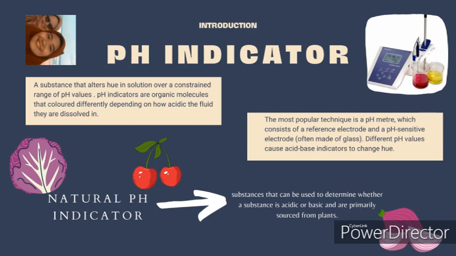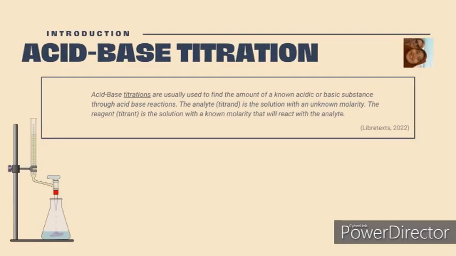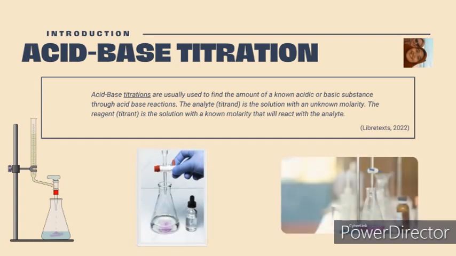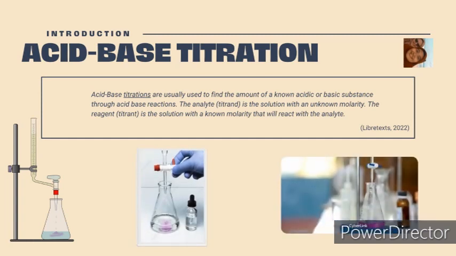Meanwhile, for the natural pH indicator, usually we use those primarily sourced from plants to determine whether a substance is acidic or basic. As stated by Libertex, acid-base titration is used to find the amount of a known acidic or basic substance through acid-base reaction. The analyte is the solution with an unknown molarity, while the reagent is the solution with a known molarity that will react with the analyte.